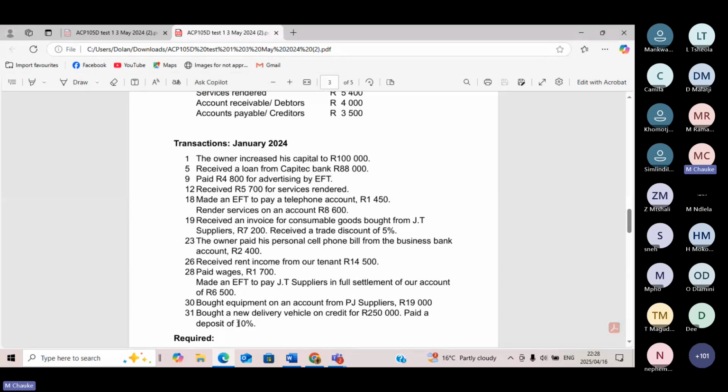Trade discount, we're just going to minus 5% from 7,200 and record. We cannot account for trade discount as an account. We only account for it by minusing, unless it's a settlement discount. That's where you're going to have discount received. But here we don't have discount received. We just have a trade discount where we minus that 5% from 7,200 and record the amount less 5%, right? So we only have two accounts: consumable goods or consumables, and creditors.